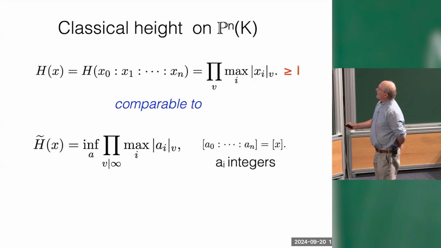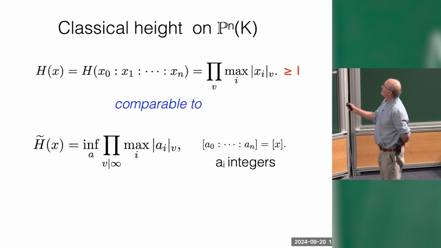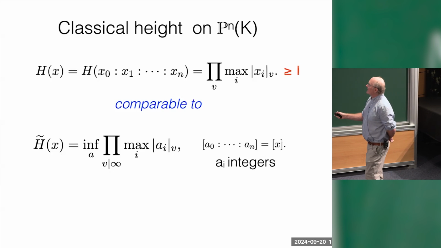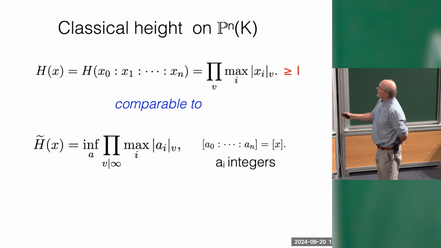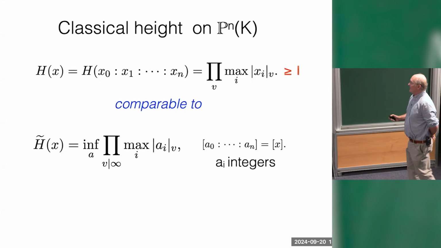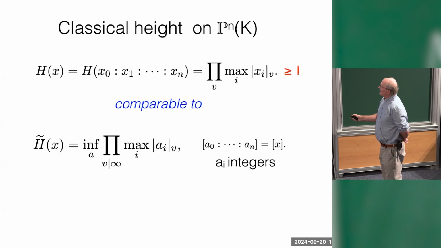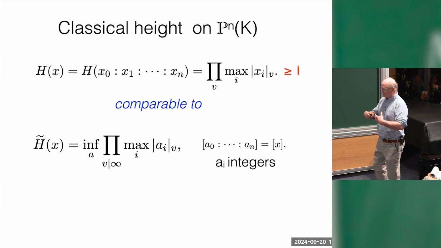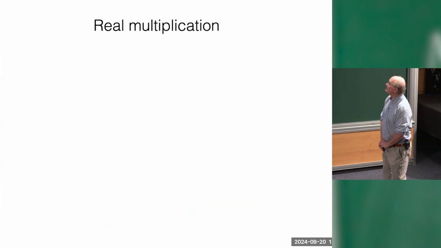But then I add the requirement that I'm not expressing x's in homogeneous coordinates using elements of the field. I require that I'm using integers, algebraic integers in the field. And then I try to make this expression as simple as possible. And that height is comparable to this height. But the point I want to draw your attention to is I only need to know the infinite places and what it means to be an integer to compute this height. And those two properties transport nicely to the setting of abelian varieties.